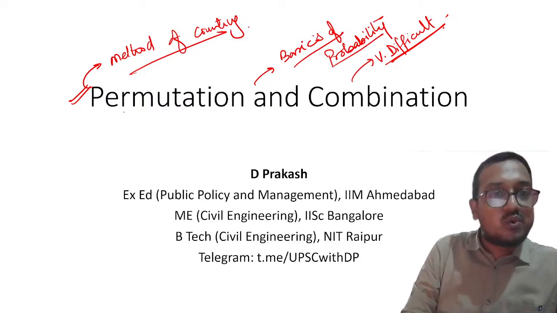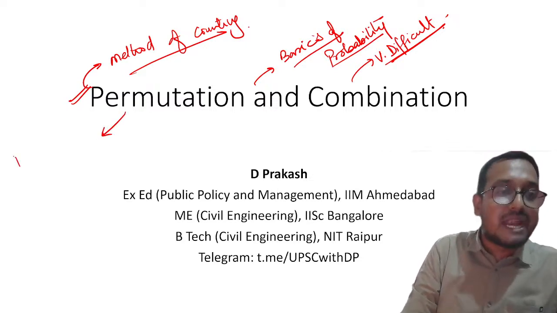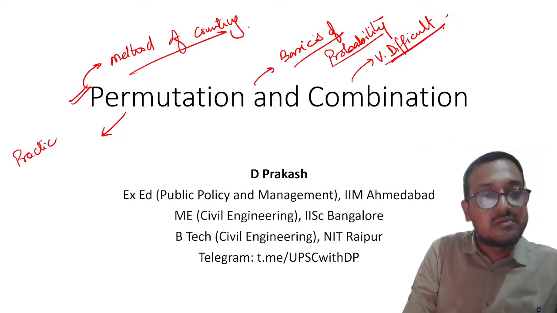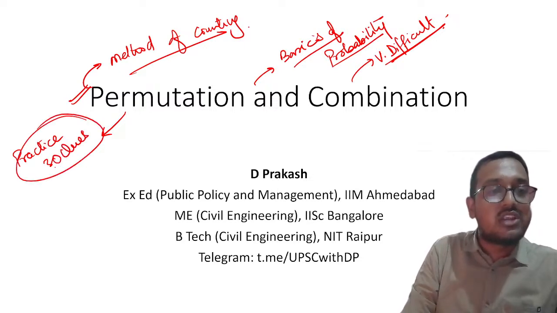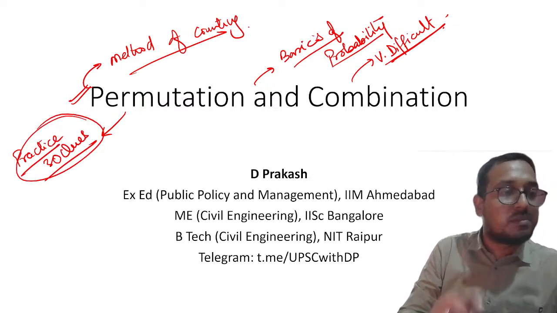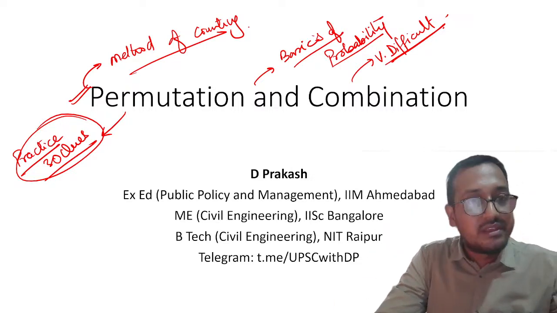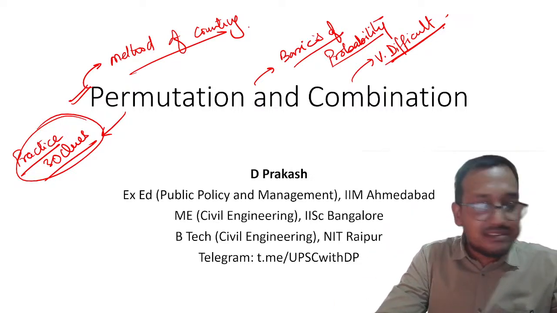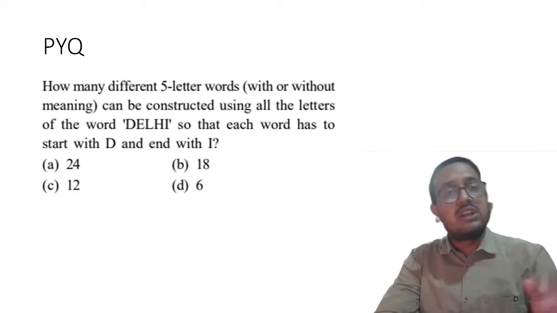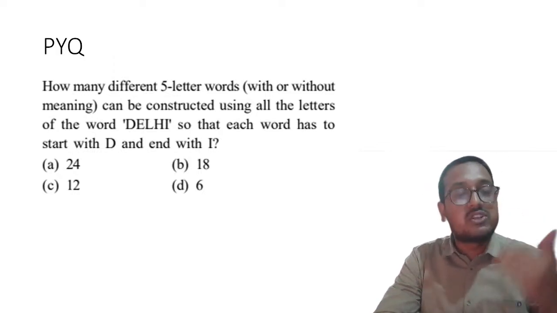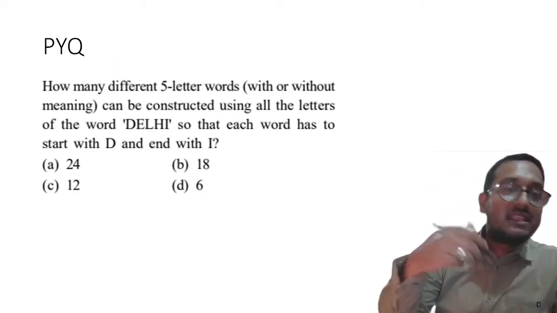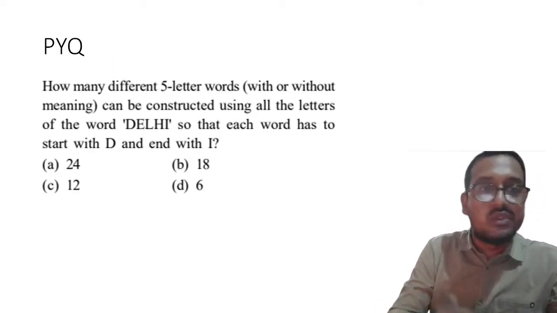So one thing I will recommend: please practice at least 30 questions from this permutation and combination, so that you are well versed with this topic, because this is being asked every year. Understood? Is it clear? Yes. So now let us move ahead, and we will first see which questions we are going to solve, and then we will go towards the basic theory, right?